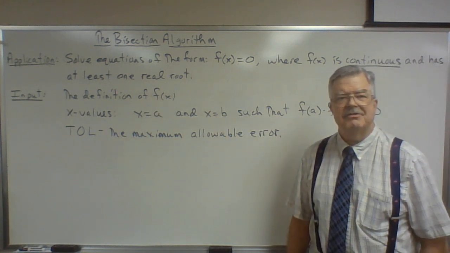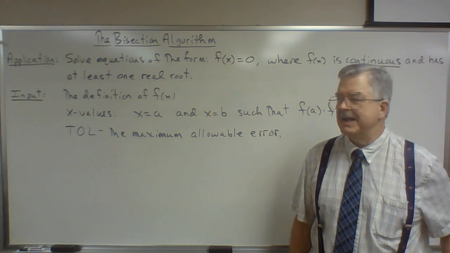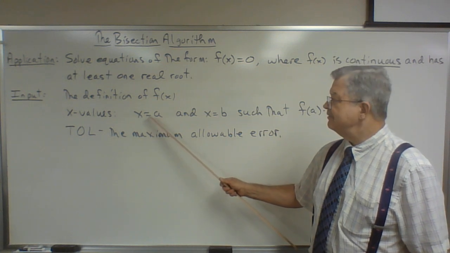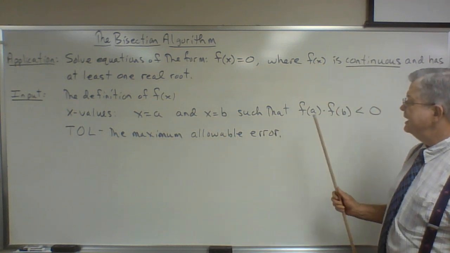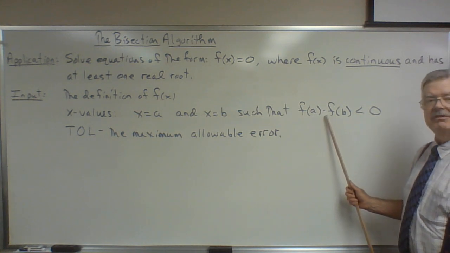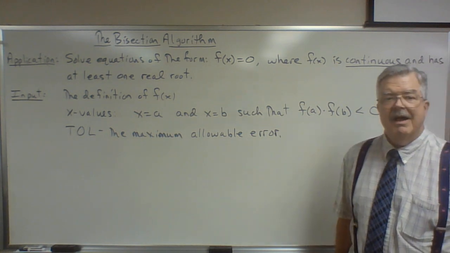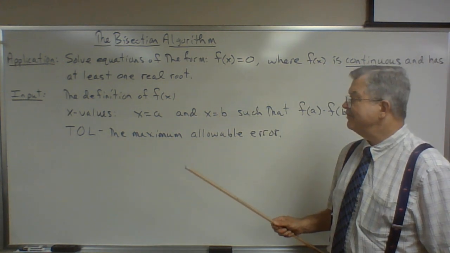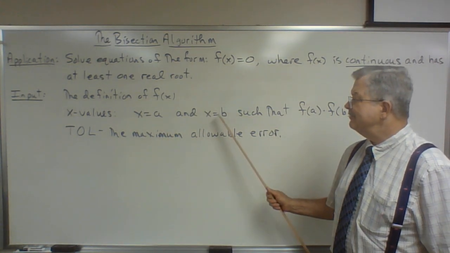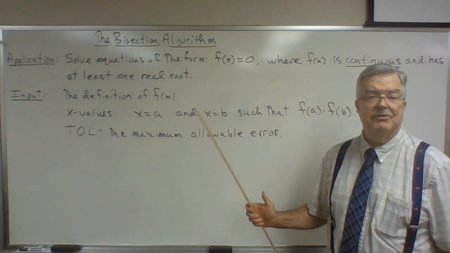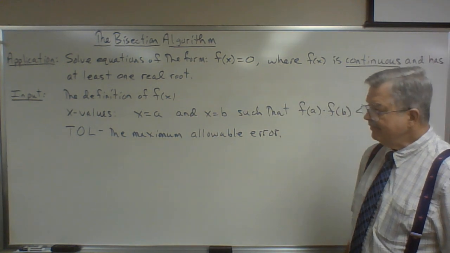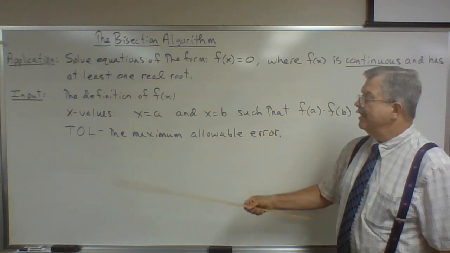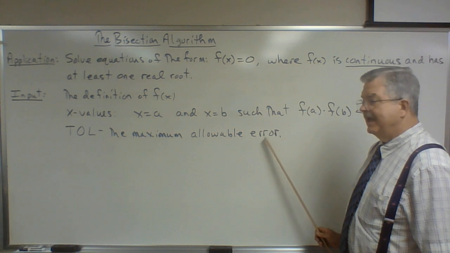Now, why would we want such a thing? Well, we'll get into that in a minute. But we do have to prompt the user for two x values, x equal a and x equal b, such that their product is less than 0. If they try and they fail, the program will prompt them continuously until either they do provide such x values or they choose to abort the program. And finally, as input, we have the tolerance, the maximum allowable error.